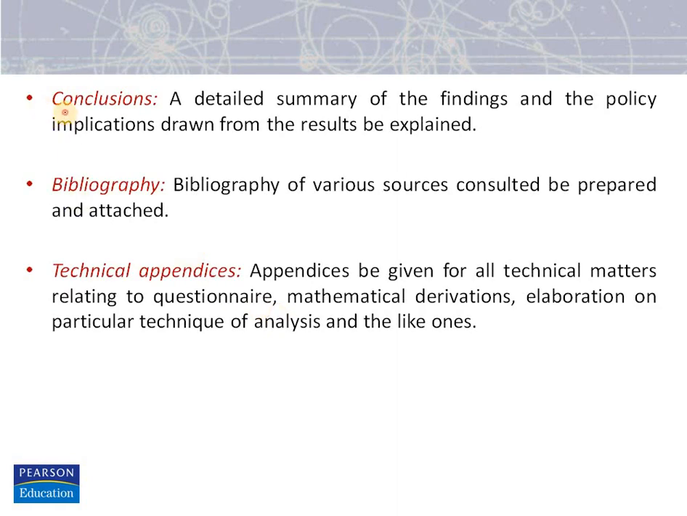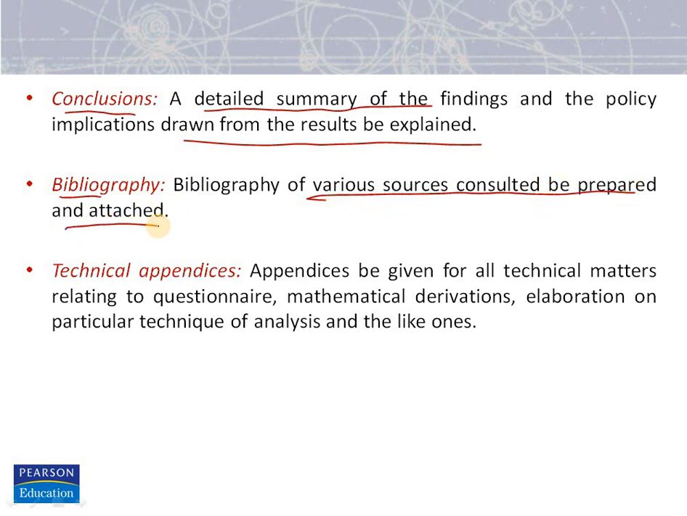Then the last three parts of any report: conclusion, where a detailed summary of the findings and the policy implications drawn from results can be explained. Bibliography is nothing but the various sources consulted or used for preparation of the report, which must be well explained. That is, we should give due reference or thanks to other researchers who have done research on the same area. So there must be proper referencing. If proper referencing is not done, there can be a case of plagiarism.